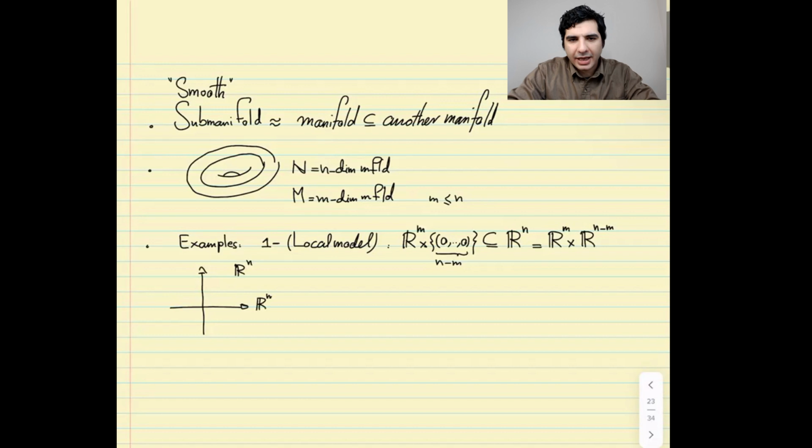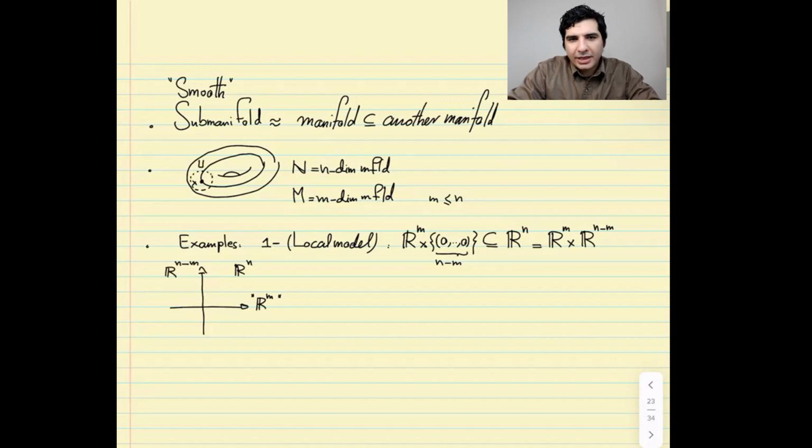So let's say this is R^n. Let's say one axis denotes schematically R^m, the other one R^(n-m). Here R^m is sitting inside the larger Euclidean space R^n. It's like the local model of a submanifold. The same way R^n is the local model of an n-dimensional manifold, R^m sitting inside R^n is the local model of an m-dimensional manifold inside an n-dimensional manifold.